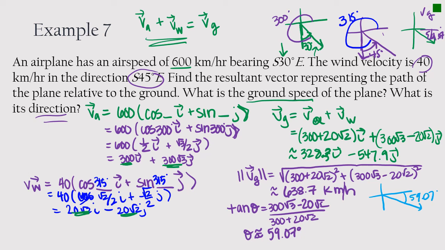But when we're talking about direction of airplanes, we need to talk about it in terms of bearing. So this is south, east, so it's going to be south something east. To figure out what that something is, we know this whole thing is 90 degrees. I've already taken up 59.07. So 90 minus 59.07 degrees leaves us with 30.9 degrees. So it's going to be south 30.9 degrees east.